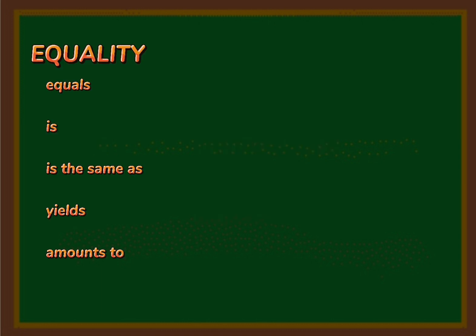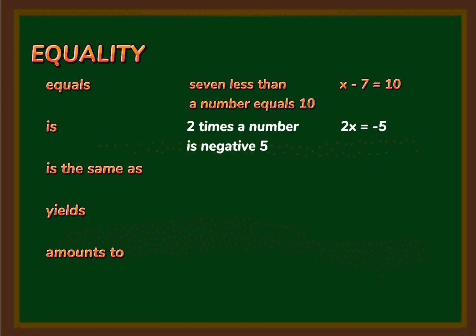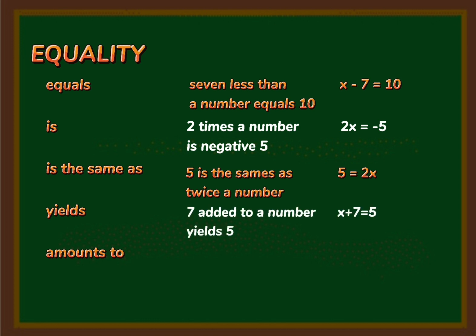For equality, we have equals, is the same as, yields, and amounts to. For example, 7 less than a number equals 10. 2 times a number is -5. 5 is the same as twice a number. 7 added to a number yields 5. 15 less a number amounts to 20.